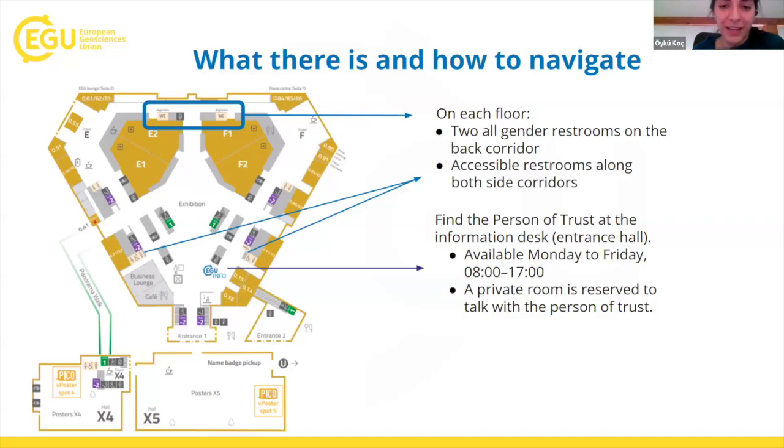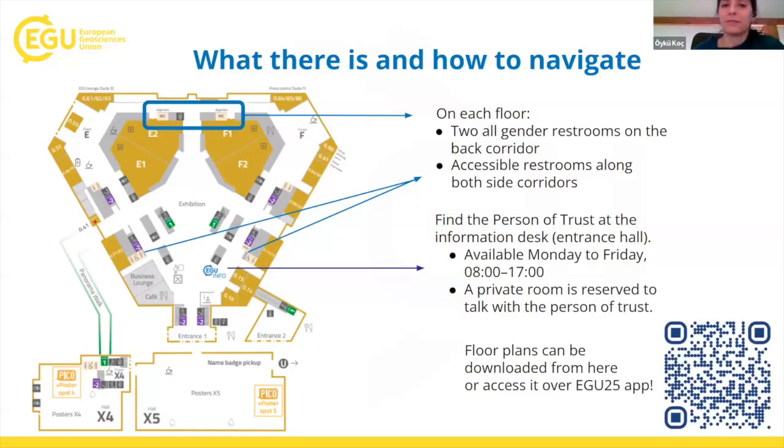At the entrance, you can see the EGU info point. Here you can find the person of trust in case you need. It is available from Monday to Friday throughout the whole time. A private room is reserved for the person of trust, so you can have a private chance to talk about the issue with the person of trust.